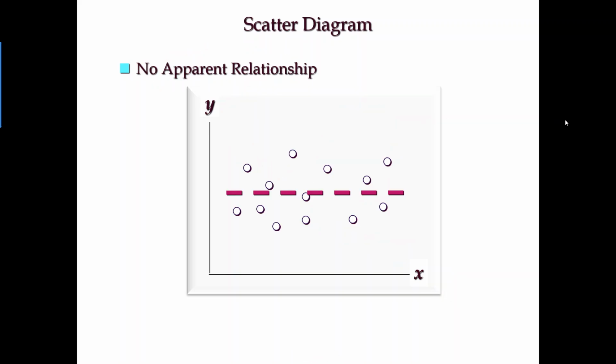And the last pattern you will see is like this. So your trend line will be like a horizontal line, very close to a horizontal line. It might not be a perfect horizontal line because we are dealing with real world data. You will rarely see a perfect horizontal line. But if it's very close to a horizontal line, we call it no apparent relationship. No apparent relationship. How to understand this no apparent relationship?